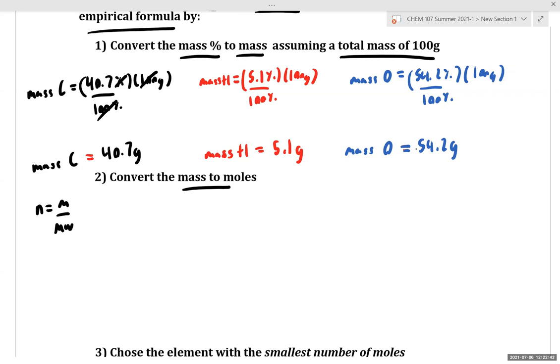So, would anyone like to share their calculated moles of carbon? Or would anyone like to share that in the chat or annotate it on the class whiteboard?